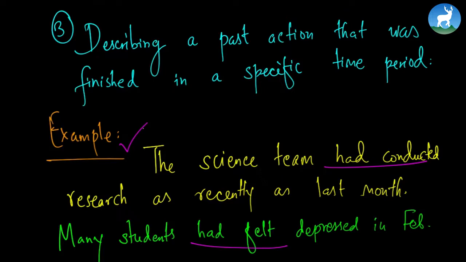So why do we use the past perfect tense? Why not simple past tense? Because we are describing an action that finished. We don't know whether it is going on right now. Because in the last example, if you remember, let me show you the last example.